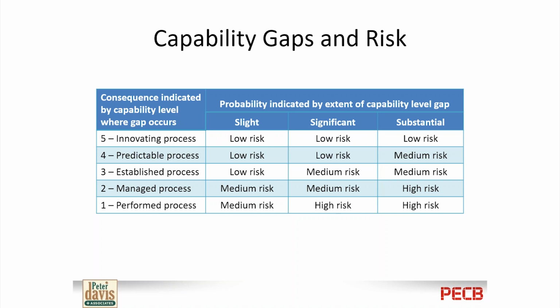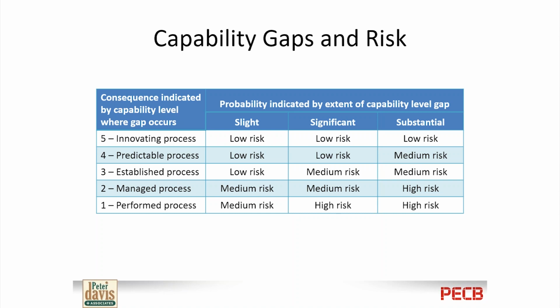If I have a predictable process, I'm only a level 4, then it becomes a medium risk when the gap is substantial. So that means I'm at 15%, 30% at level 4, then I'm at medium risk. At level 3, established level, you can see that slight is low risk, significant is medium risk, and same with substantial. Now, when we go to manage, you see that we have a medium risk and a high risk, and perform medium risk, high risk, high risk.